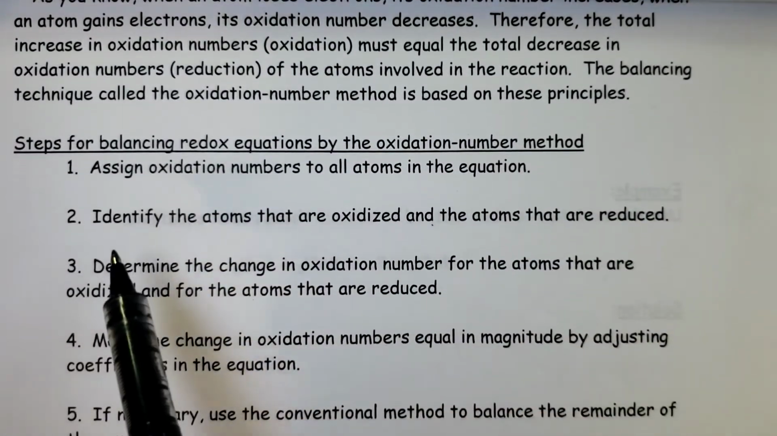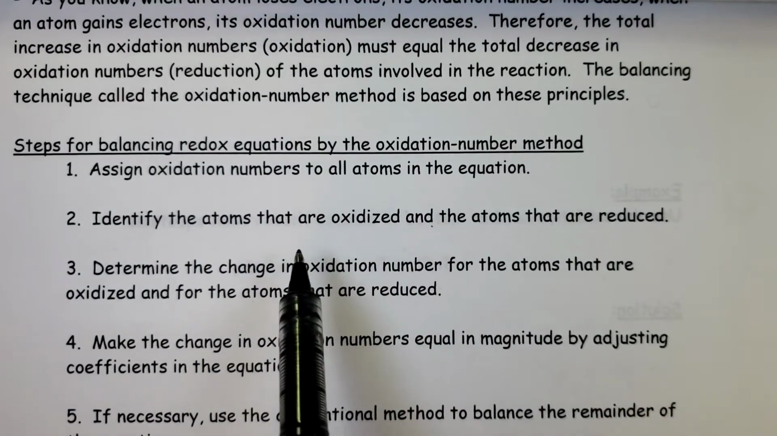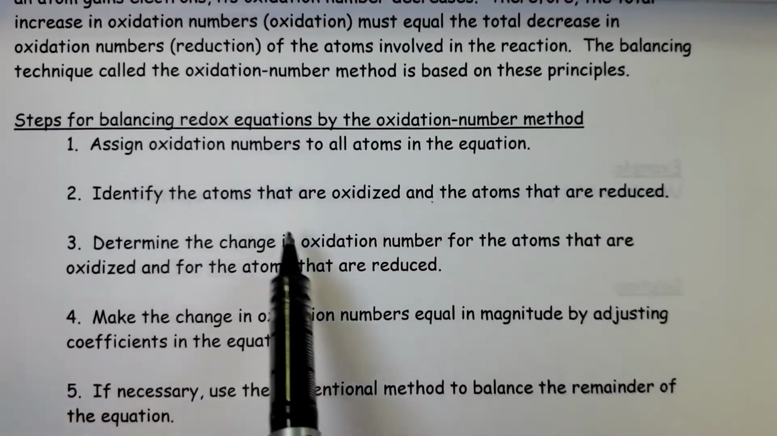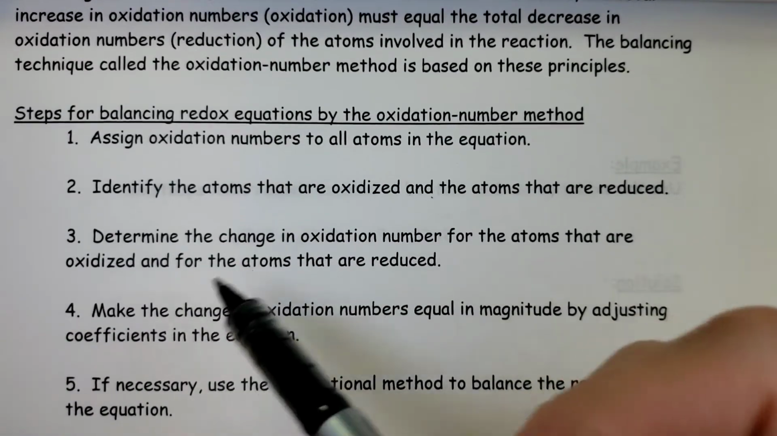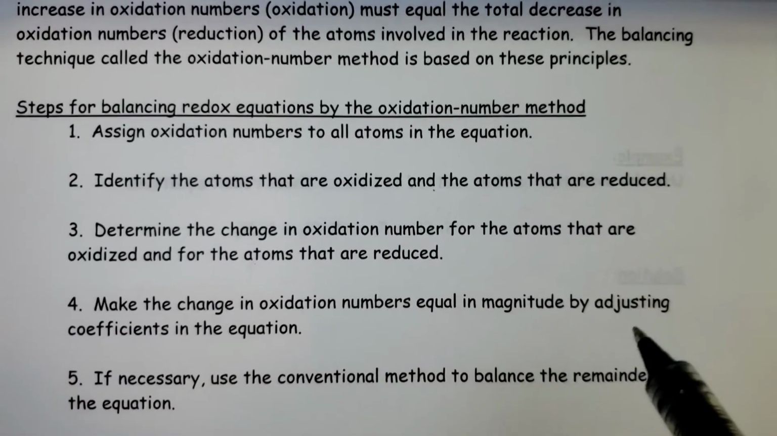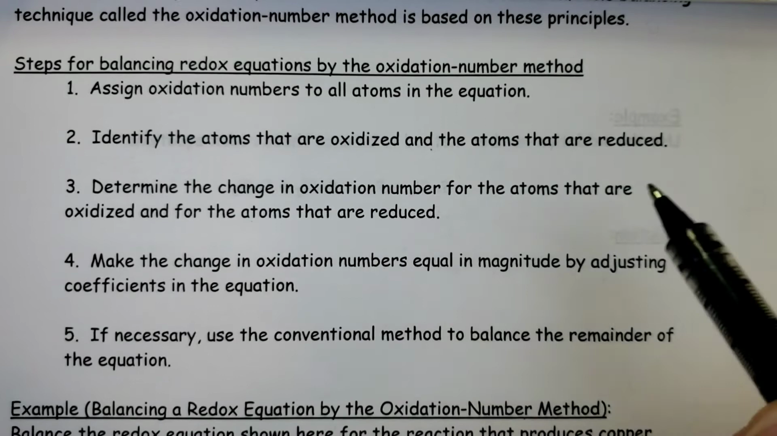So the steps to look at that: assign oxidation numbers to all atoms in the equation like we did in the other section. Identify the atoms that are oxidized and the atoms that are reduced. Again, we did that in the previous section. Determine the change in oxidation number for the atoms that are oxidized and the others that are reduced. Again, we did that in the other section as well.